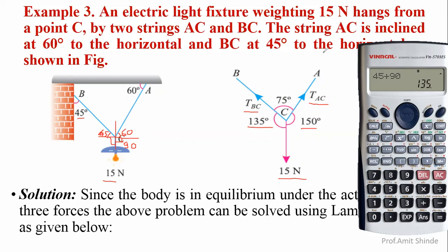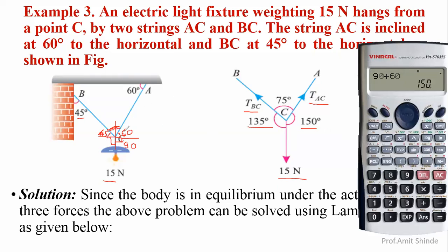What we have made, this 90 degree plus 60 degree, it becomes 150 degree. Here this angle is made with the vertical weight as well as the string AC. Now the remaining one, what one? We have to find out the angle between this.